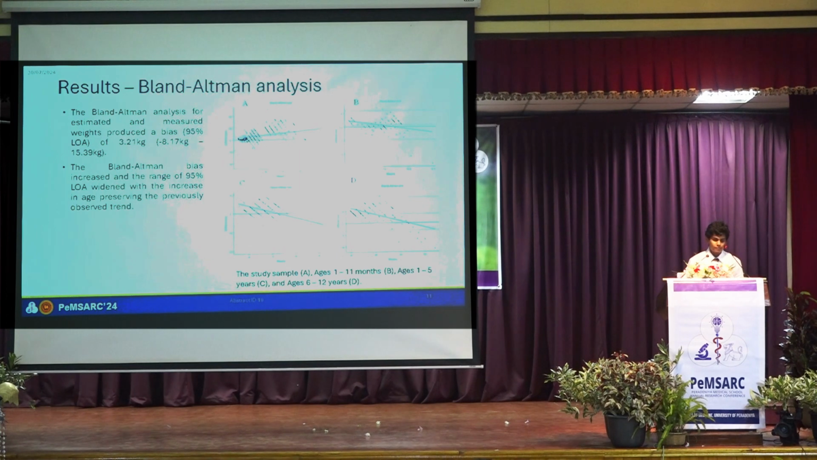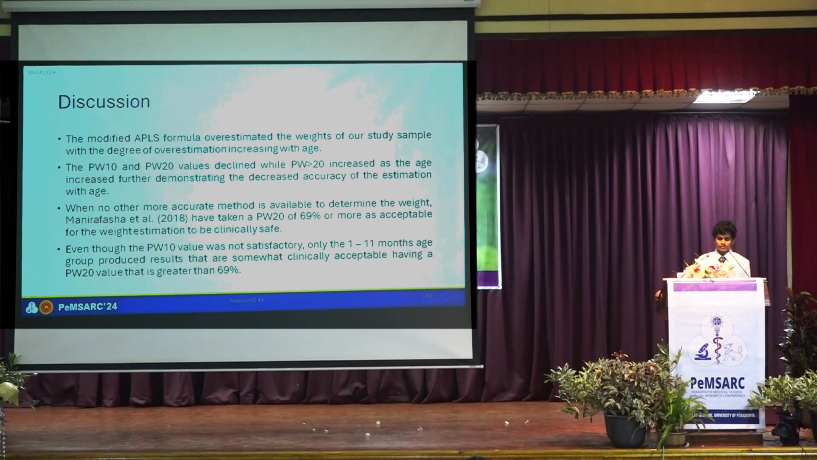So finally, the Bland-Altman analysis for estimated and measured weights produced a bias of 3.21 kg, and the Bland-Altman bias increased, and the range of 95% limits of agreement widened with the increase in age, preserving the previously observed trend. So the modified APLS formula overestimated the weights of our study sample, with the degree of overestimation increasing with age.